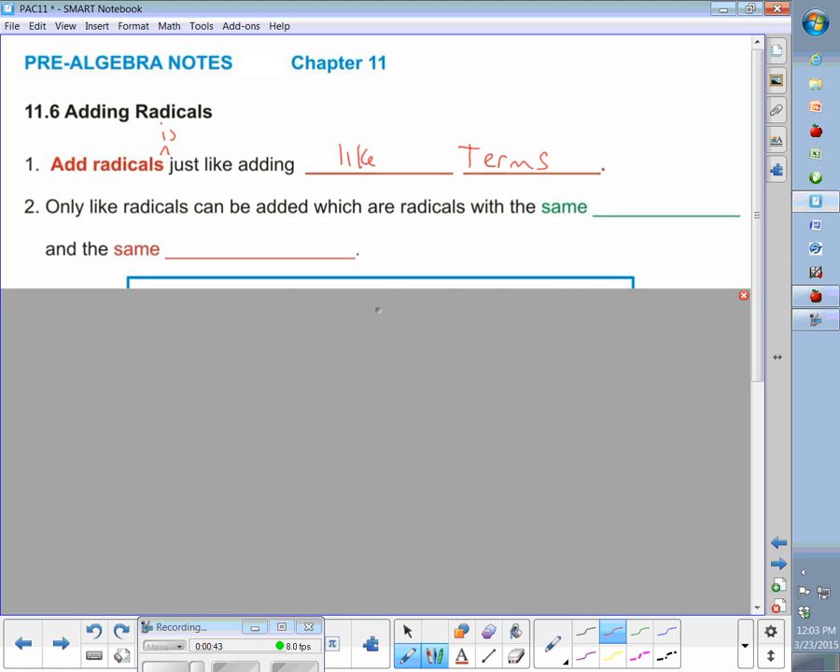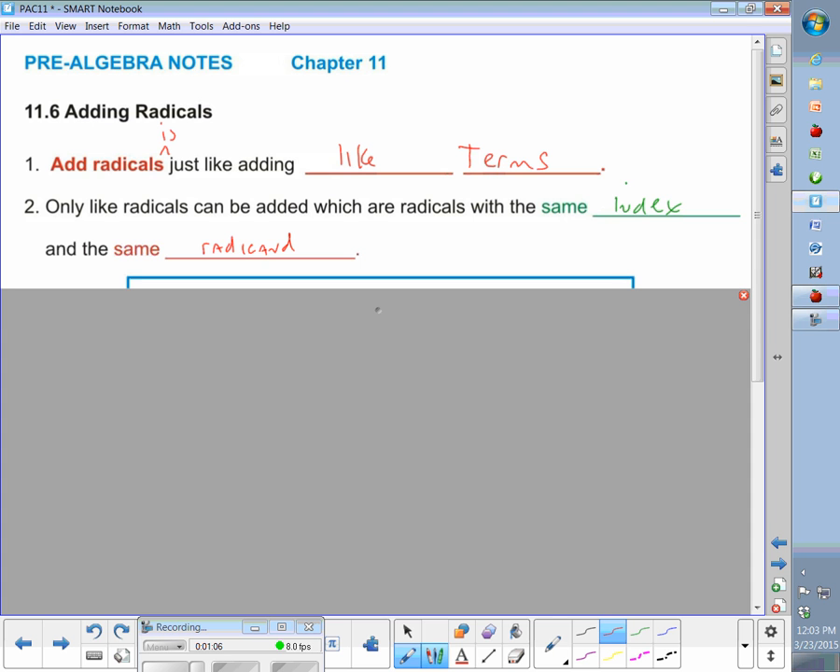Only like radicals can be added, which are radicals with the same index and the same radicand.